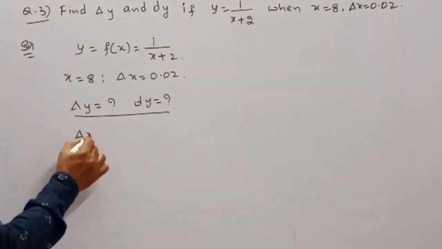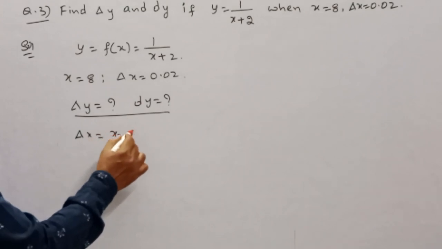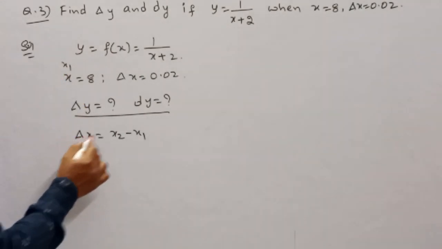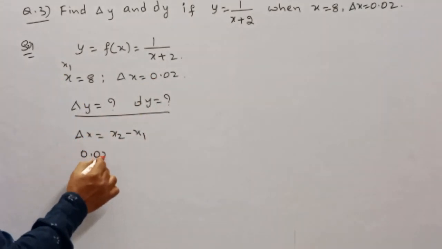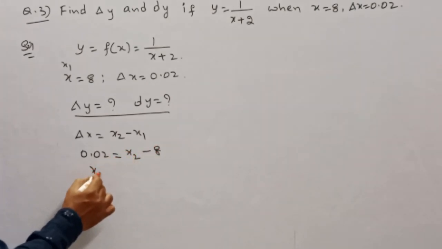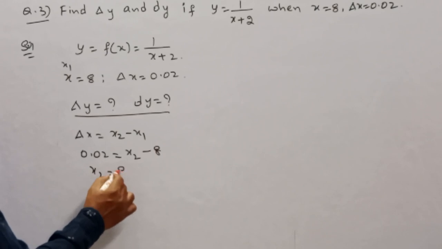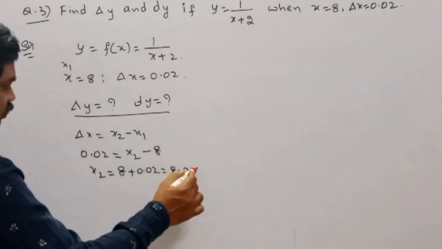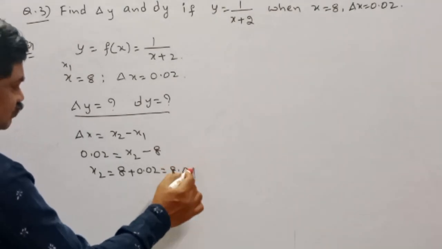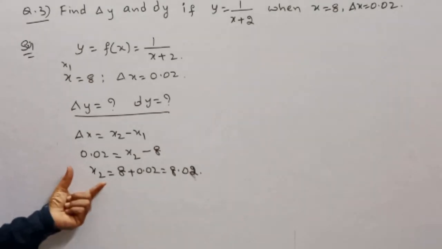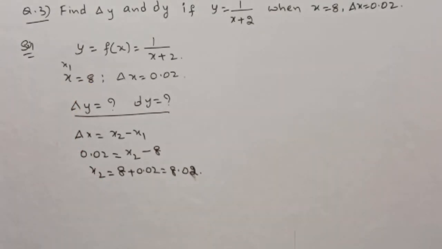Delta x is equal to x2 minus x1. Let us take this as x1. So delta x, given as 0.02, is equal to x2 minus 8. So x2 is equal to 8 plus 0.02, which is 8.02. We have the x2 value and the x1 value.